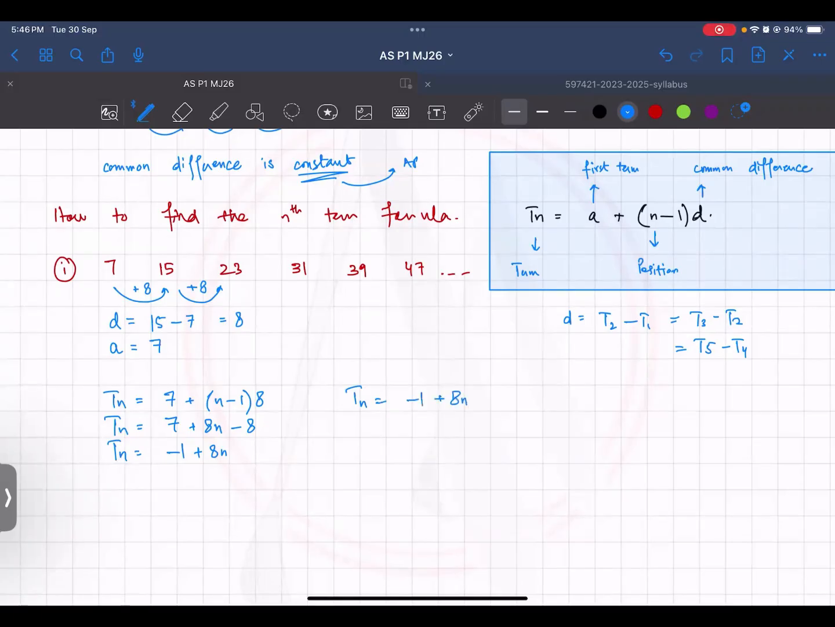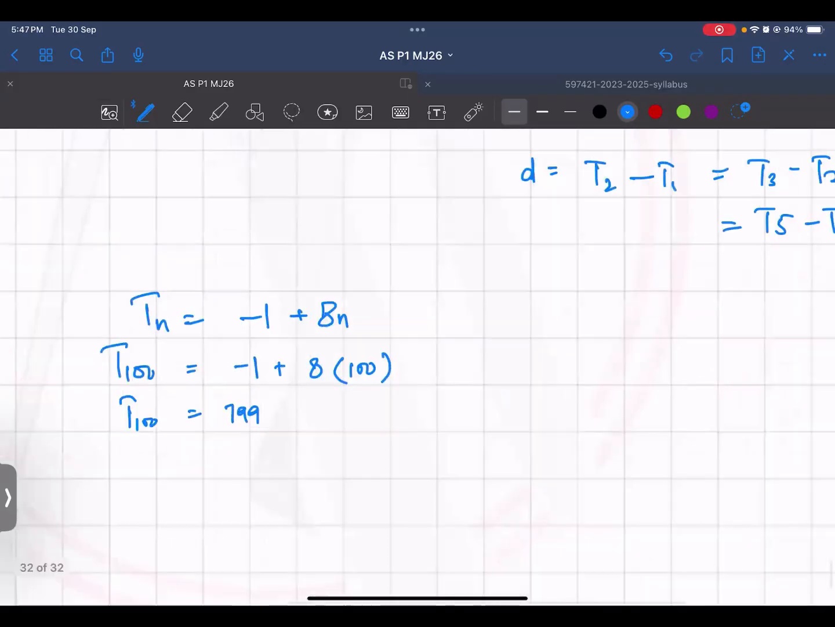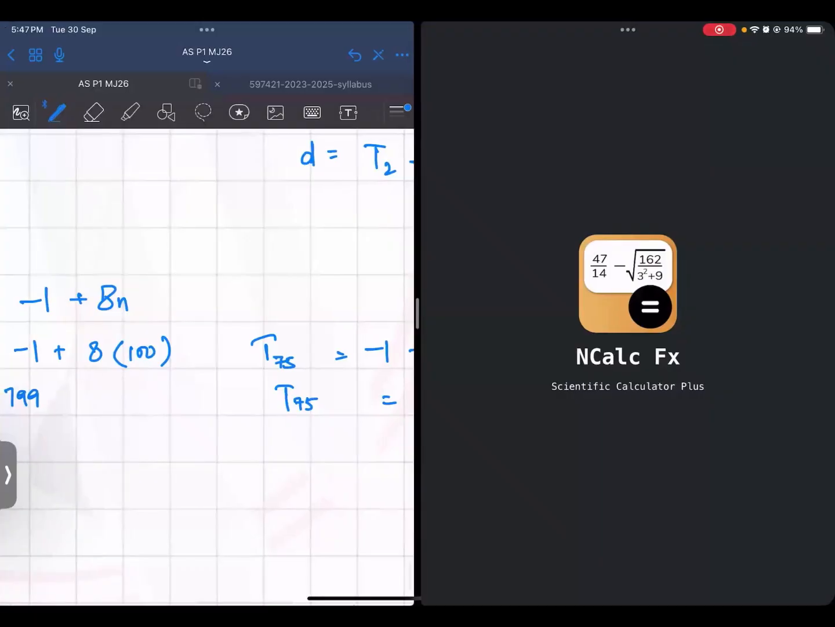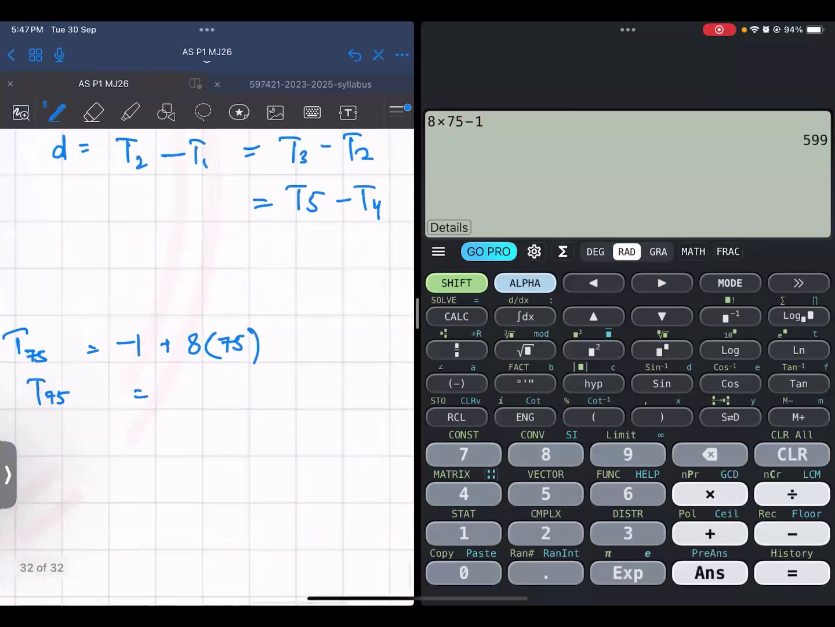Using this formula, you can find any term at any position. For example, if they ask you to find the 100th term, the value of n is the position, which is 100. So minus 1 plus 8 times 100, you will get 799. So this is your 100th term. Similarly, if they ask for the 75th term, this would be minus 1 plus 8 times 75. Just use your calculator: 8 times 75 minus 1 is 599.